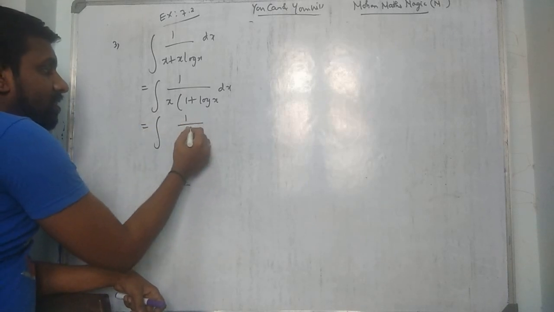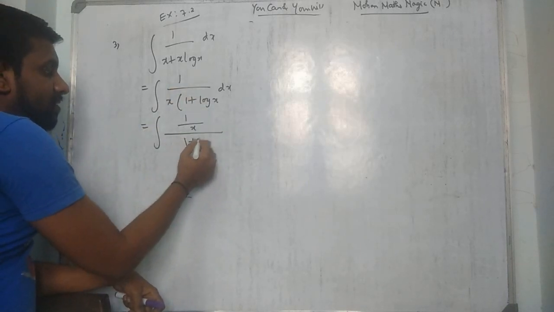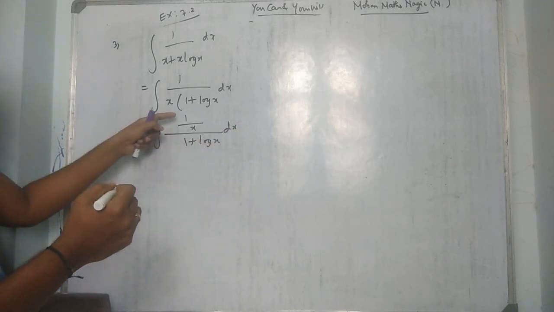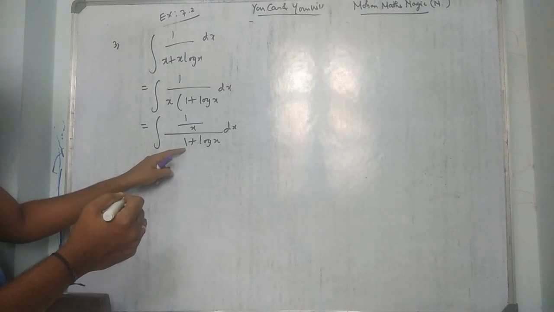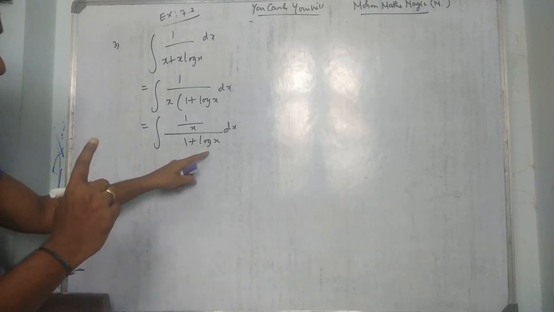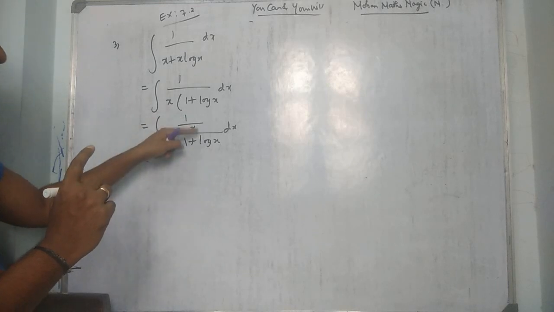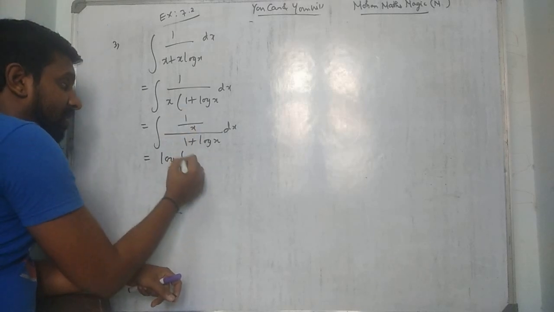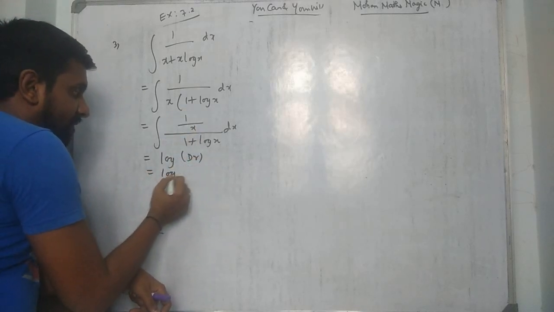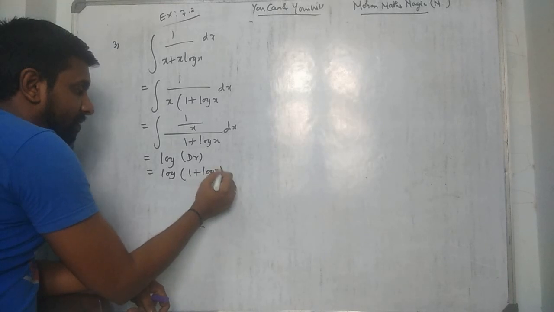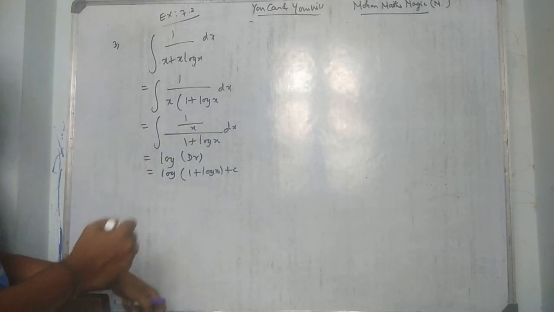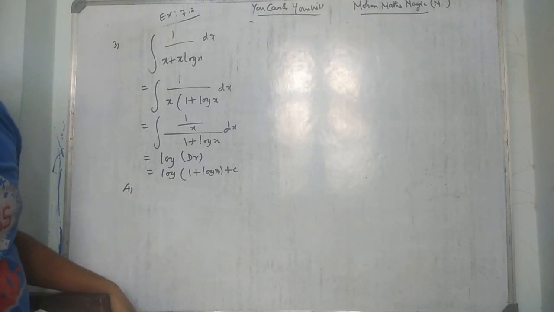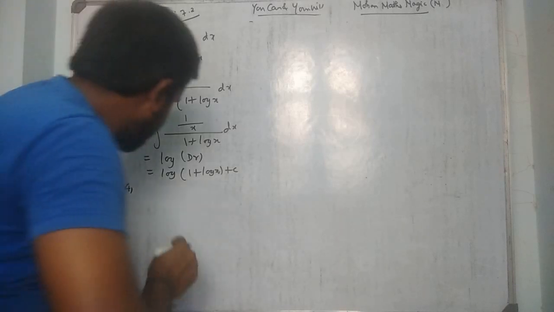So this can be written with the numerator as 1 over x dx. Now see the trick: differentiate the denominator and see if the numerator comes. Yes, 1 differentiated gives 0, log x differentiated gives 1 by x, so 0 plus 1 by x, I got 1 by x. So easily, if the denominator differentiated gives the numerator, the answer is log of denominator. So log of denominator plus c. Okay, next, the fourth sum. Fourth sum is sin x into sin of cos x.